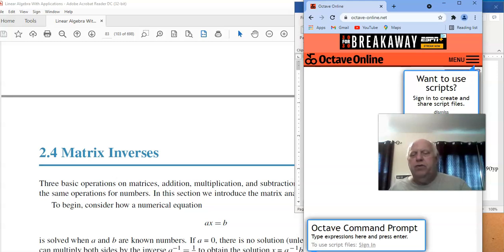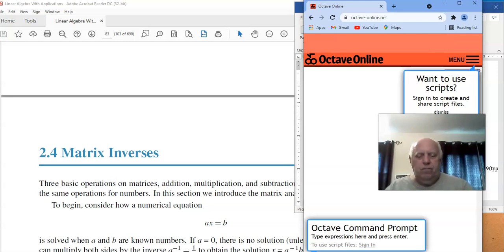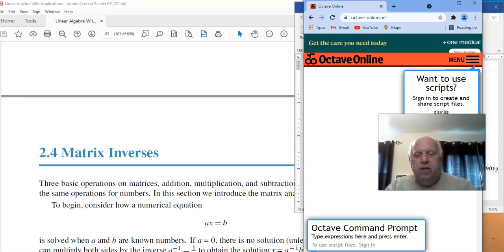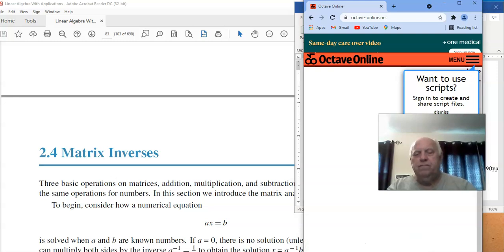There's a special matrix for each dimension called the identity matrix. So let me just put a comment. If I remember in Octave Online, if you just put a percent sign, you can write anything you want. It's just a comment. So these are inverse matrix. Okay, the inverse matrix. And let me make this a little smaller so you can see it.